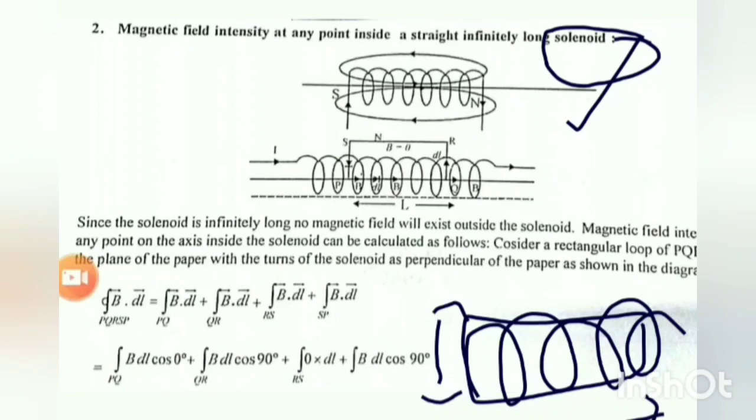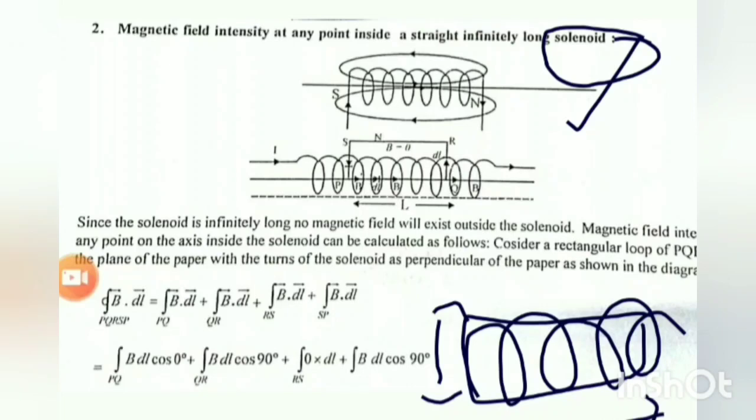Now, the solenoid we have taken here is infinitely long, and we know that the magnetic field inside the solenoid is always constant and no magnetic field exists outside the solenoid. Now we have to calculate magnetic field intensity at any point on the axis of a solenoid.